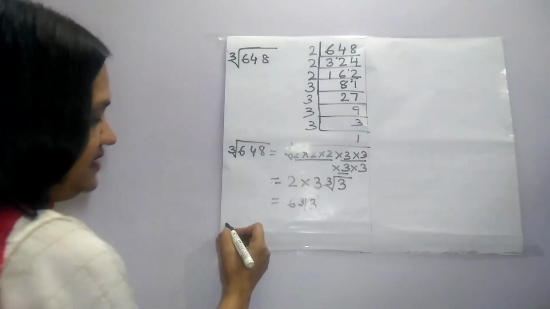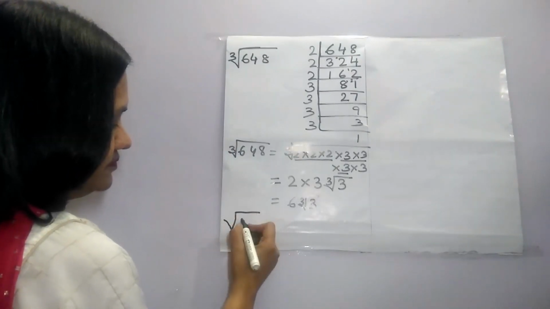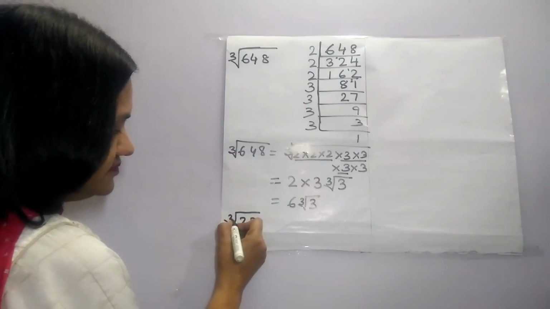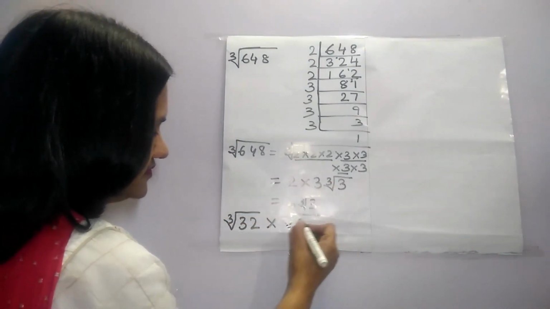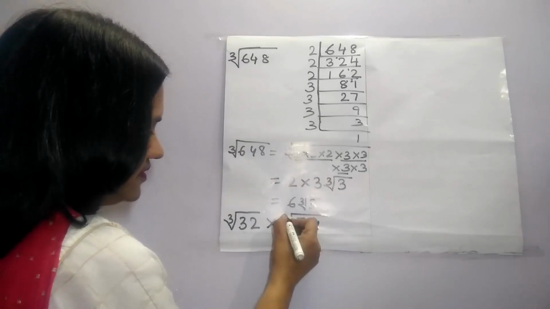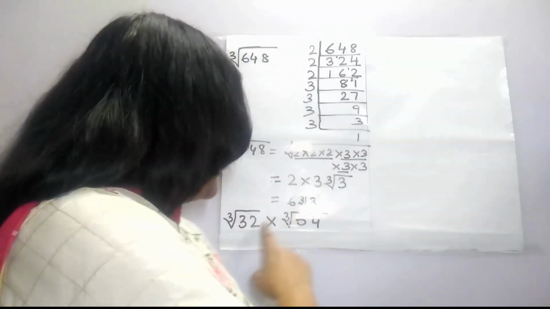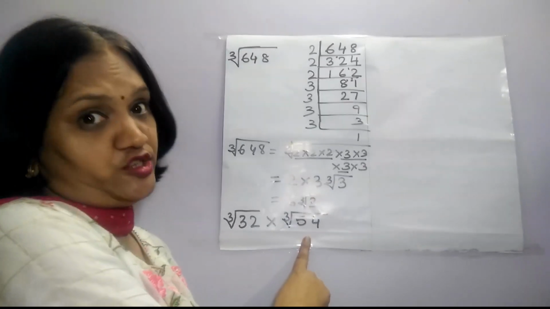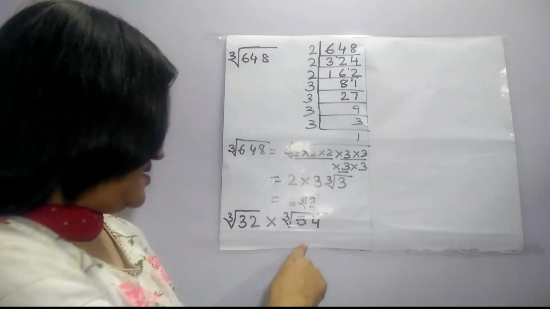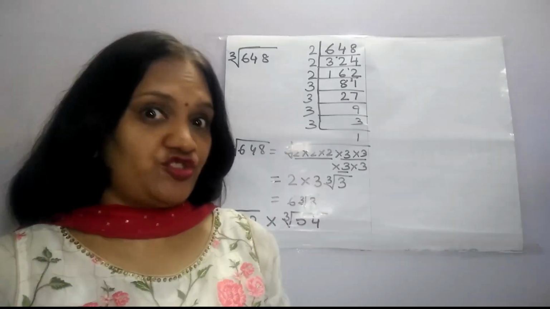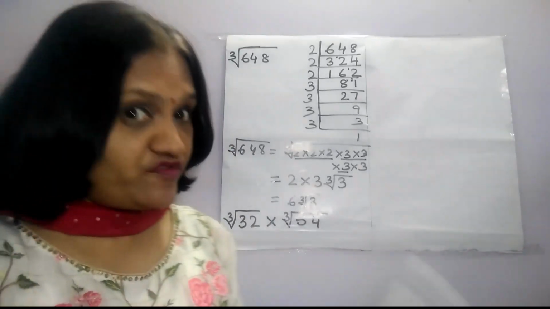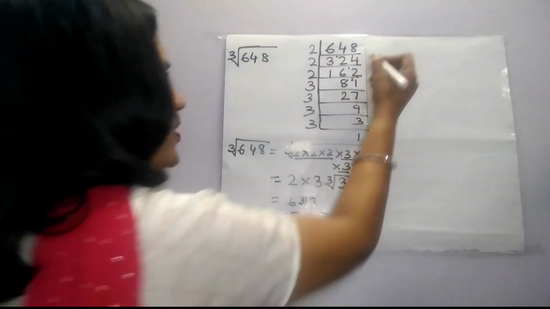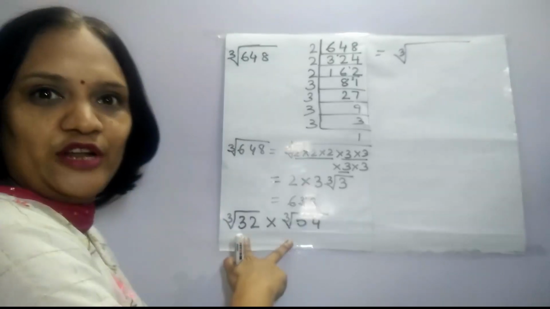Okay, tell me, is 32 a perfect cube? No. Is 54 a perfect cube? No. Then how should we do such a calculation? Let's find out if there is a possible way. Okay, what if I combine both the calculations?